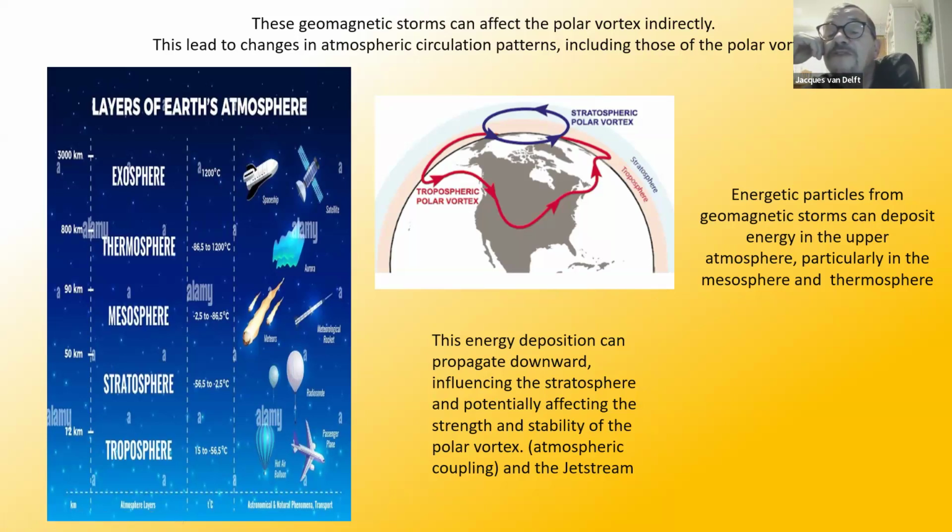Energetic particles from the geomagnetic storm can deposit energy in the upper atmosphere, particularly in the mesosphere and thermosphere. Now, the mesosphere and the thermosphere are those layers of the atmosphere. This is more or less between the mesosphere and where the polar vortex is taking place at that height.